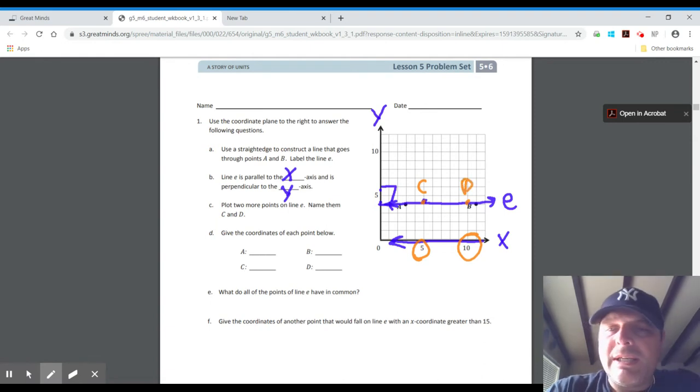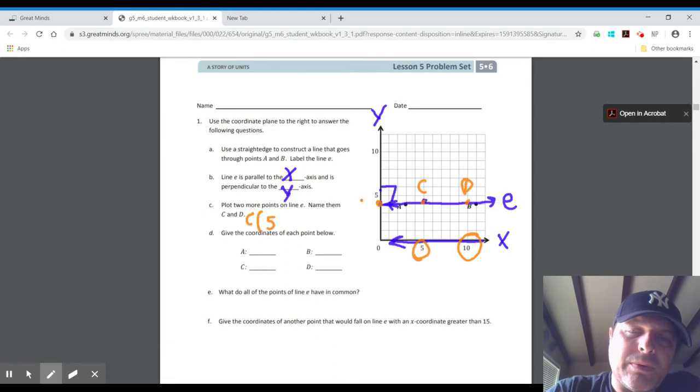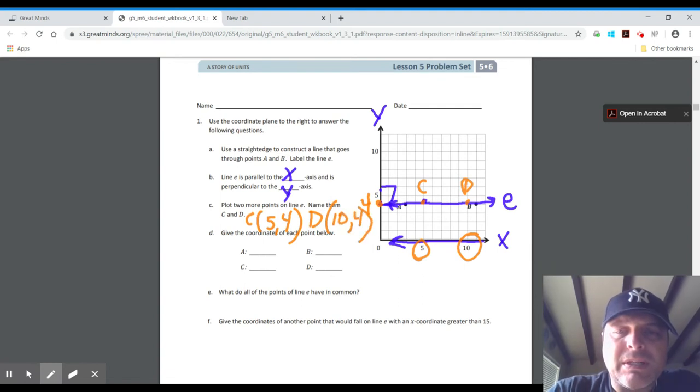Okay. And for C, that's going to be 5. X is first, so we'll put the 5 from the bottom. This is letter C. It's 5, and then line E is at this spot right here, which looks like it's 4. Yep. So it's 5, 4. And point D is going to be 10 and 4. Okay, 10, 4. There you go. Now give the coordinates of each point below.